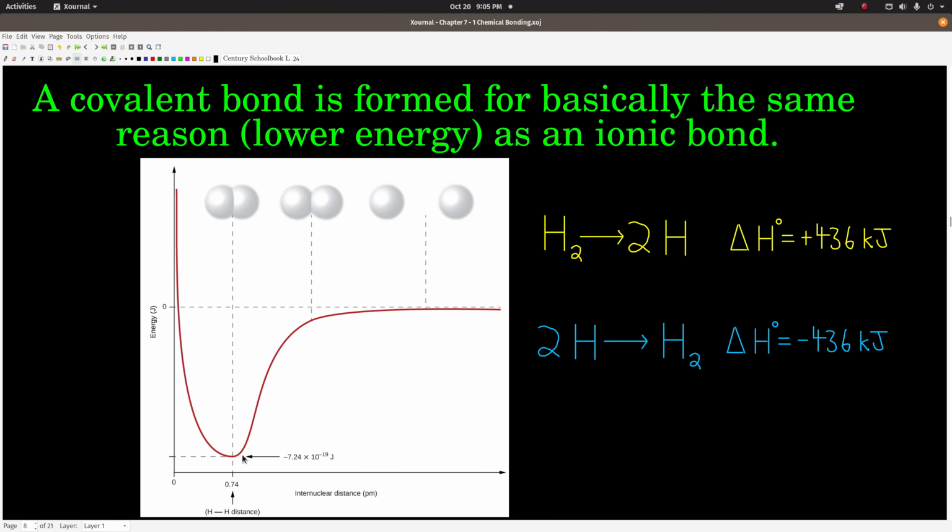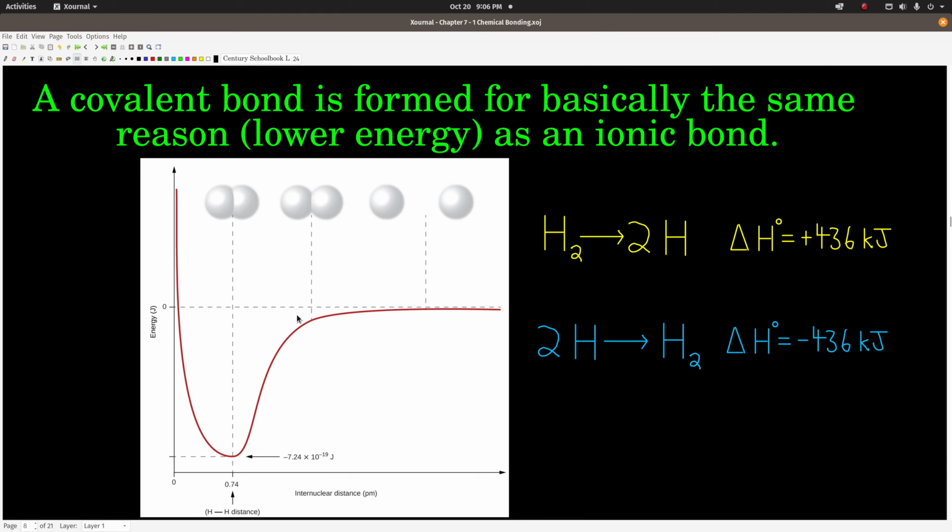Now, in real life, what happens is it doesn't just sit there at the bottom of this well, but there's some energy in this molecule, and those atoms, the two hydrogen atoms or whatever they are, are vibrating back and forth like they're attached by a spring. But they oscillate about this distance, and so the average distance is going to be this right here. It ends up for hydrogen, it looks like it's 0.74 picometers.